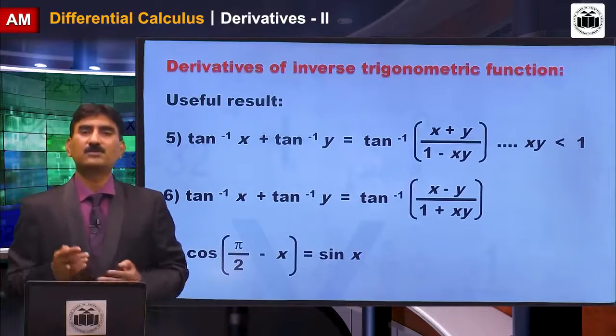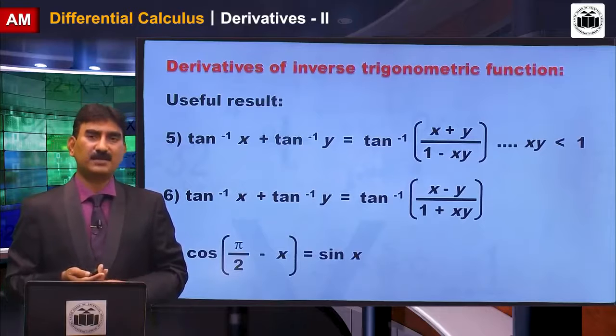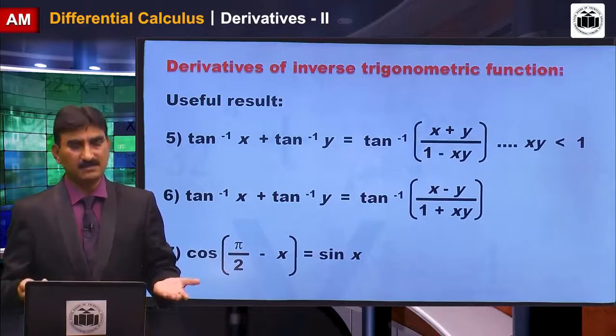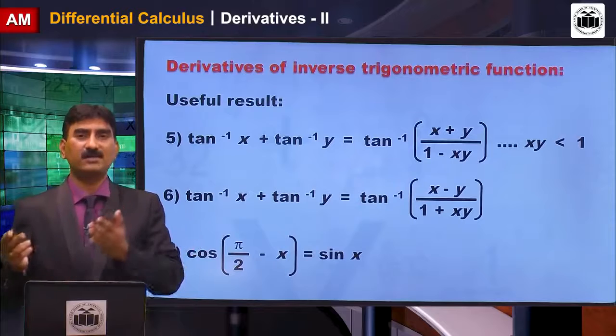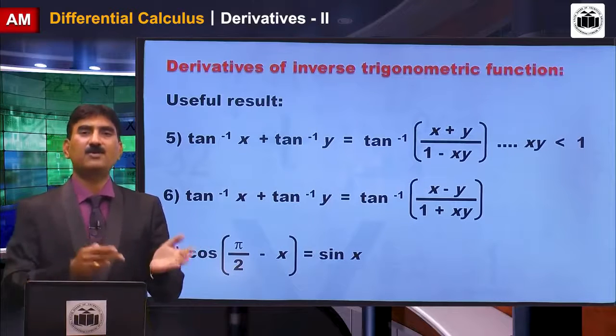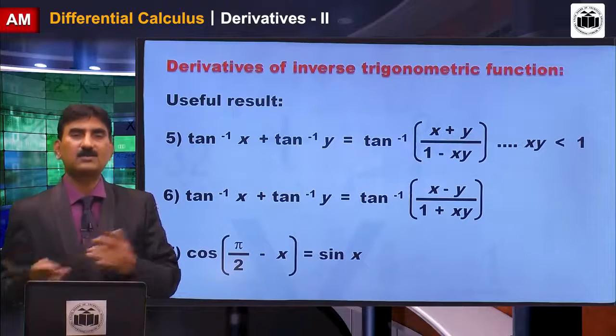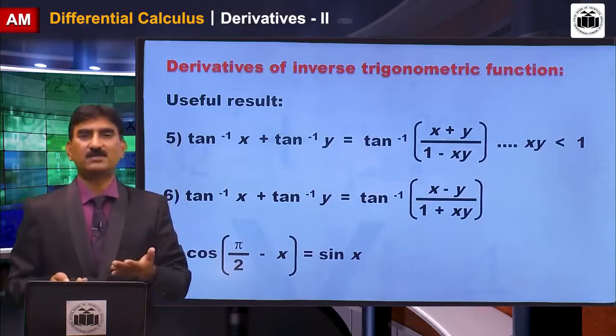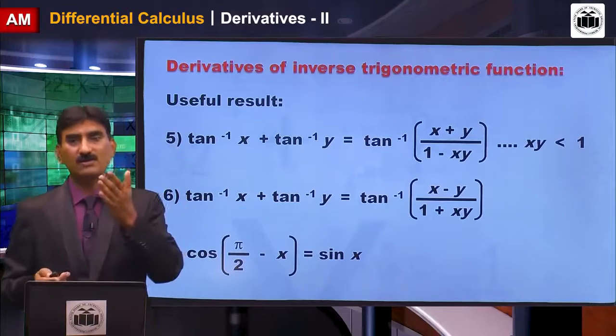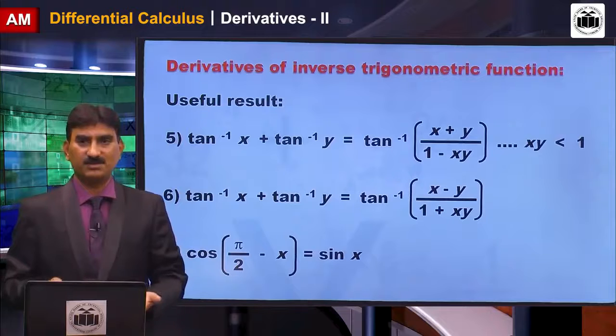Now, seventh one, cos of 90 minus x is sin x. So, similarly, you know the other formulas. Sin of 90 minus x is cos x. Tan of 90 minus x is cot x. Cot of 90 minus x is tan x. So, you remember all these results. You already learned all these results in first semester.